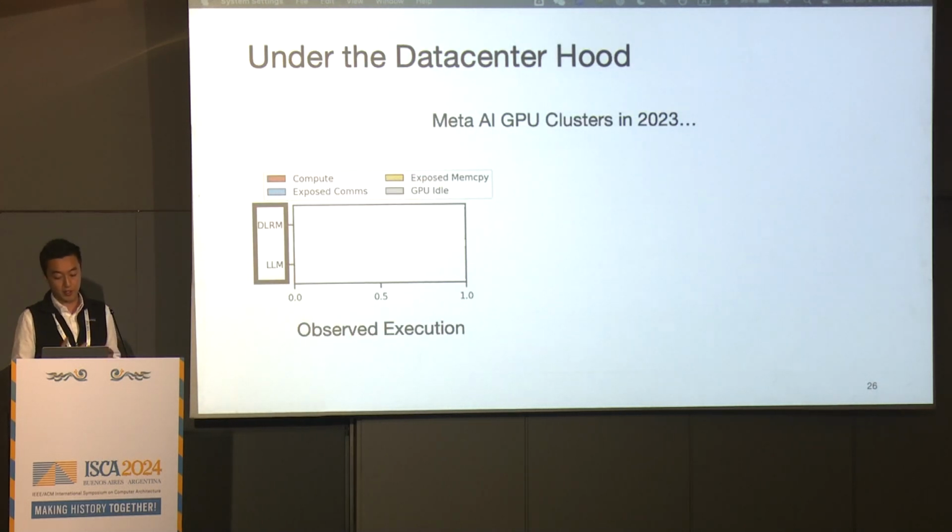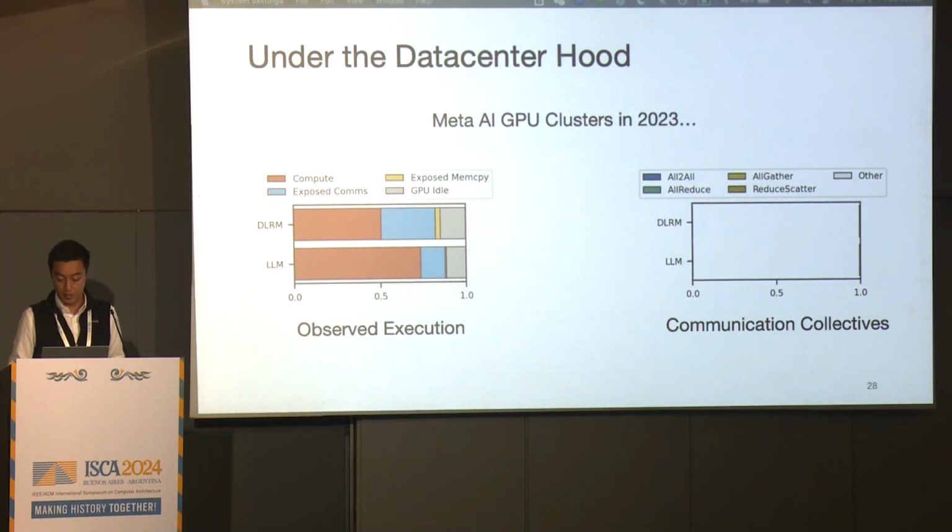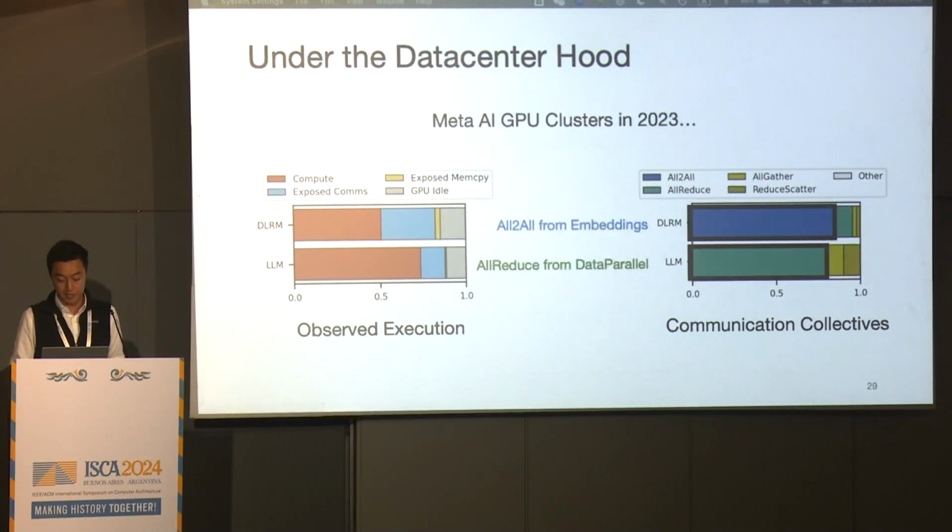This is what was recorded over a time length of a quarter last year. We can see that across these two different types of models, recommendation models, denoted as DLRM, and LLMs, some of the emphasis is on communicating embeddings, while others are on compute for attention layers and MLP layers. And we see something similar for communication collectives as well, where there's lots of diversity. The point I want to get across here is that these different communication collectives, with different emphases, stress different hierarchies of interconnect. So there's a lot of diversity here as well.